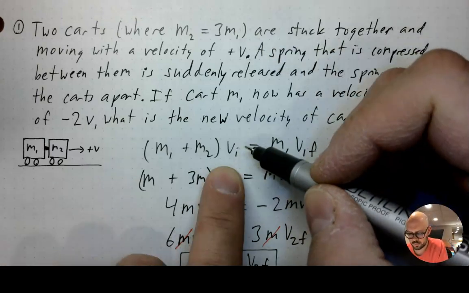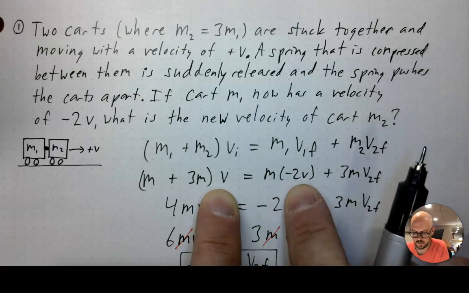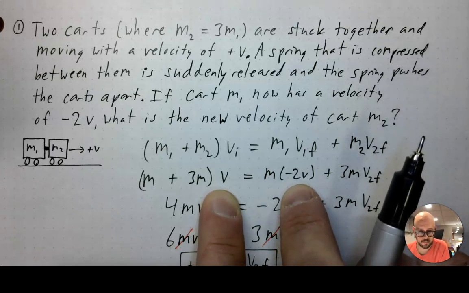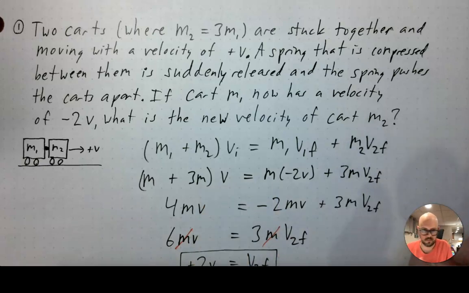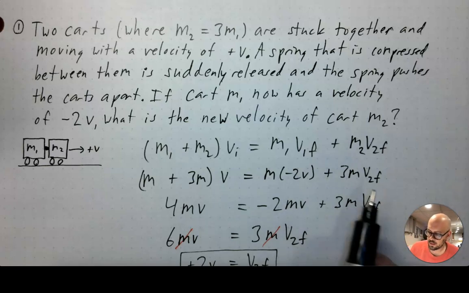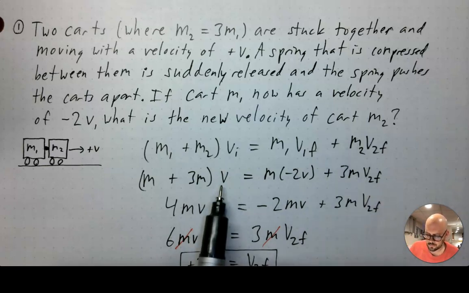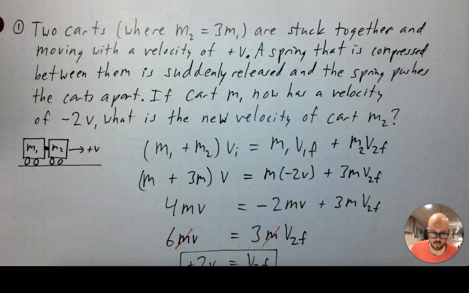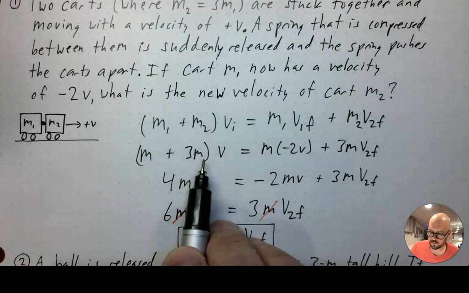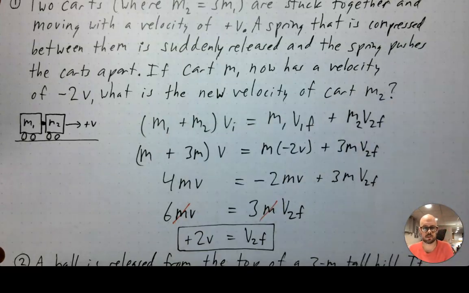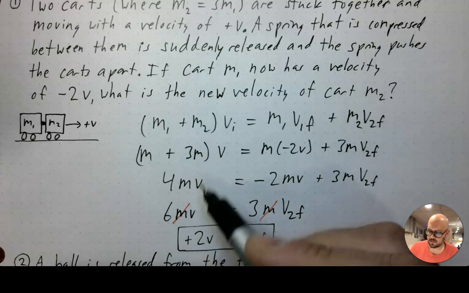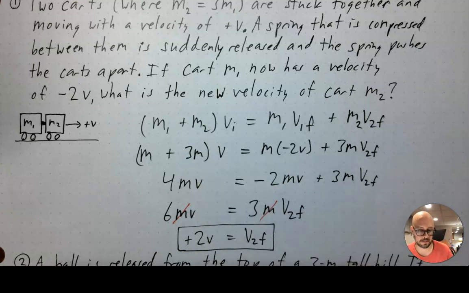So m1 starts with a velocity of v and ends with a velocity of negative 2v. That's a change in velocity of negative 3v. m2 starts with a velocity of v and ends with a velocity of 2v. Now that's only a change of positive v. So the first mass changes by a velocity of negative 3v. The second mass changes by a velocity of 1v. And so their change in velocity is related to their relative masses.